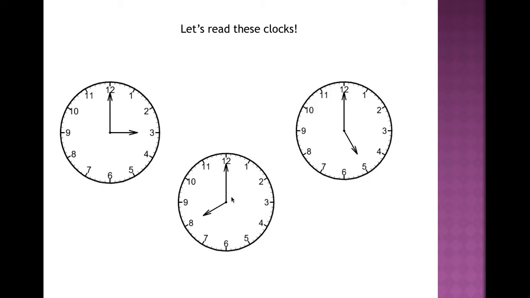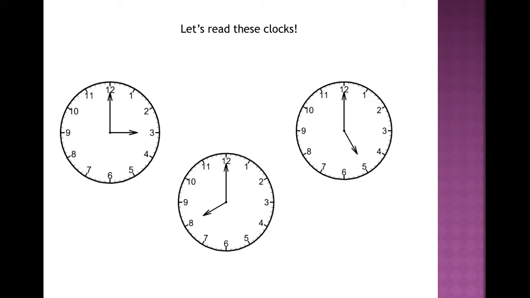Moving on to this one, the hour hand is by the 8, and the minute hand again is by the 12. So this one would say 8 o'clock. And this last one over here, the hour hand, which is the shorter hand, is pointing to the 5. And the minute hand, the longer hand, is pointing at the 12, which the minutes above the 12 is 0, 0. So this one would be 5 o'clock.